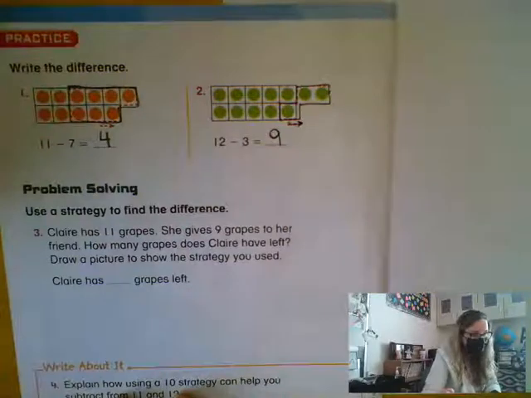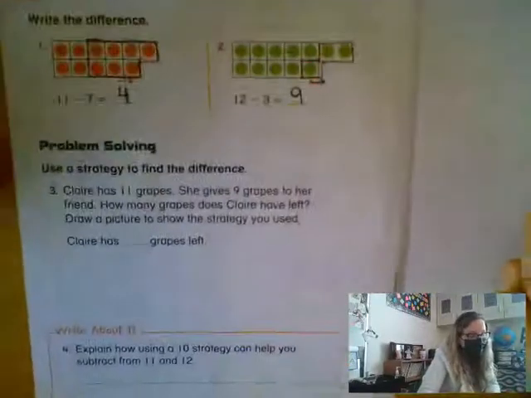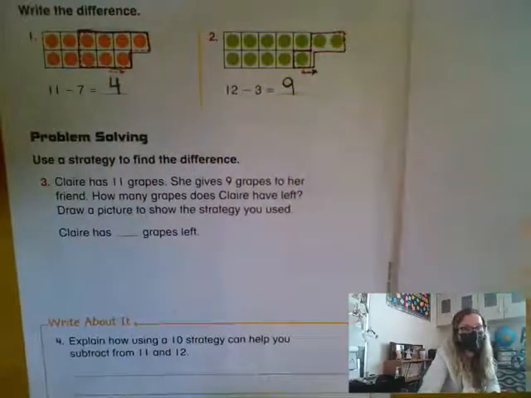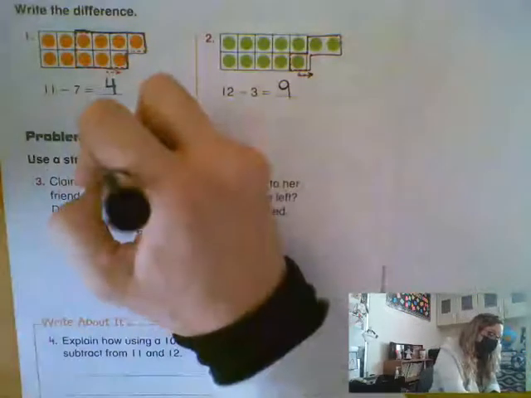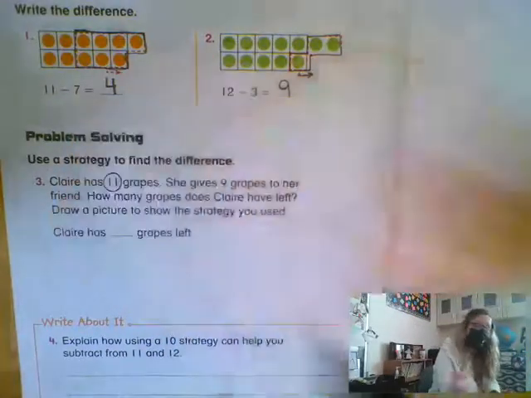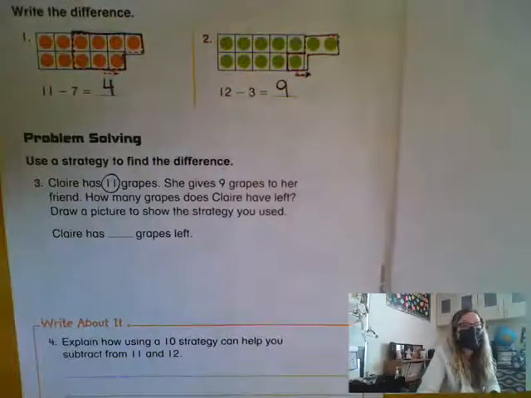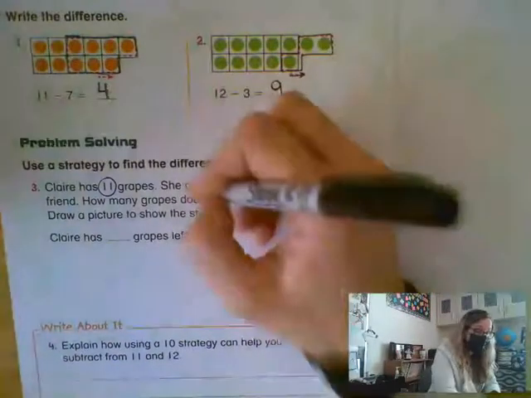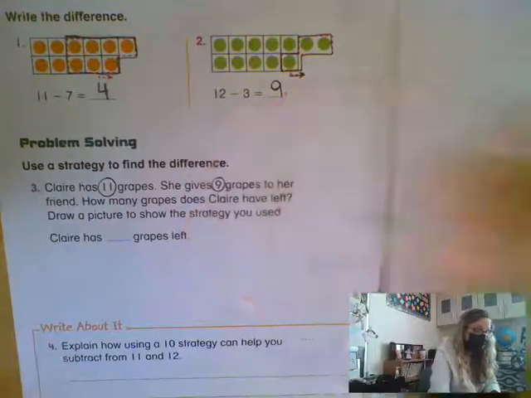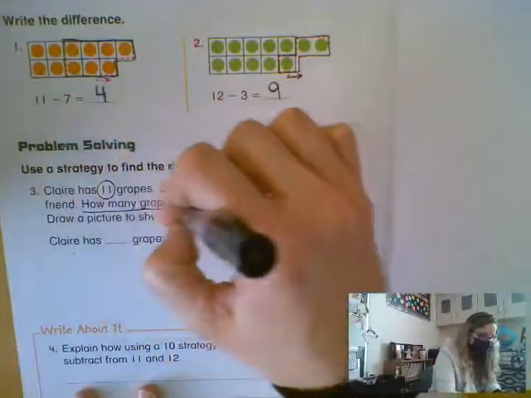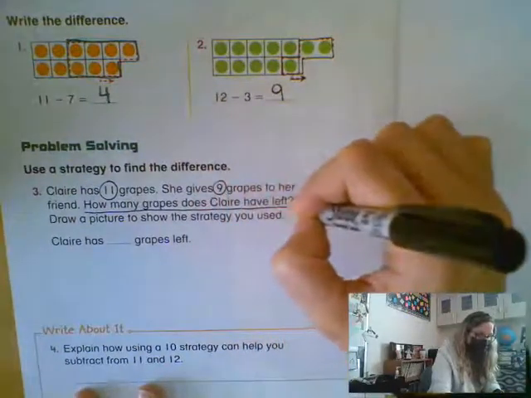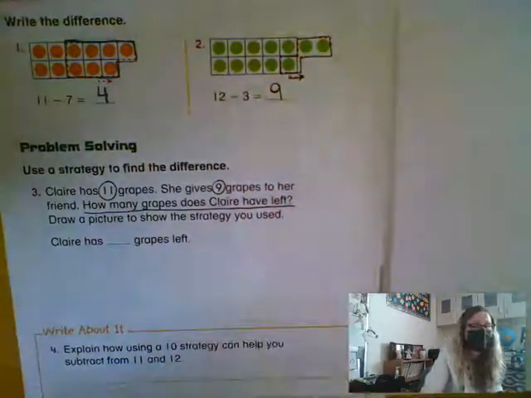So it says use a strategy to find the difference. Claire has 11 grapes. Let's circle 11 because we want to remember the numbers. She gives 9 grapes to her friend. Well, that was silly. Now Claire's going to be hungry. How many grapes does Claire have left? It says draw a picture to show your strategy.